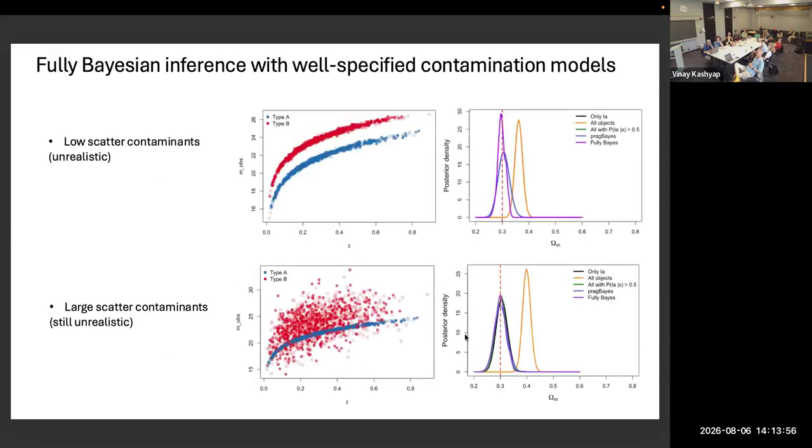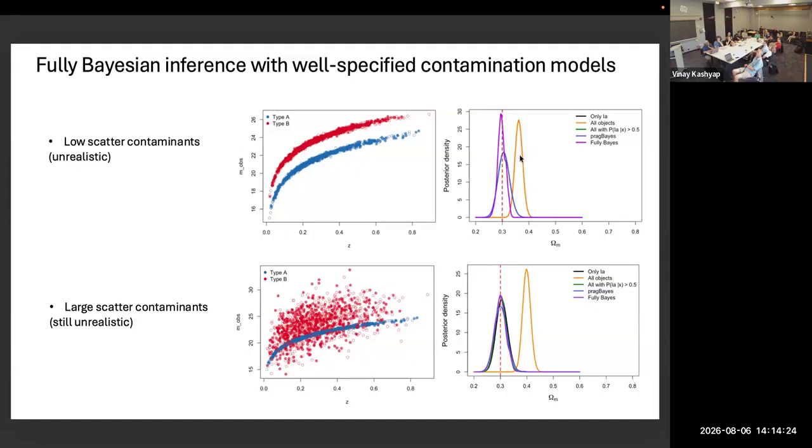So if we are fully Bayes, we fit a fully Bayesian mixture model, we update the type probabilities based on the data that we observe, on all the data. And in the case where we have a low scatter contamination model, this is great, right? So this purple is fully Bayes. We will have information from the 1As and the 2s, if we have the correct model. That would be perfect. Which is much better constrained than the 1A only model.